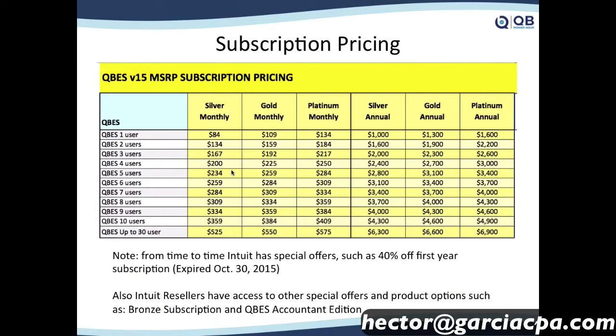Now, the prices you're seeing here, or the discount, there's a discount of 40% for the first year that expires at the end of the month, and those discounts always vary. And also, we as resellers, we have access to special subscriptions that the public doesn't have access to, which is the bronze subscription and the accountant edition of QuickBooks Enterprise, which I can't go into too much detail with because I'm actually not allowed. But if you contact me directly and you have a client, I can help you get access to other products that are not available to the public. So that's kind of how subscription works, and there's always going to be a discount out there.